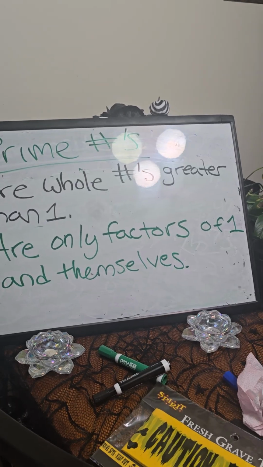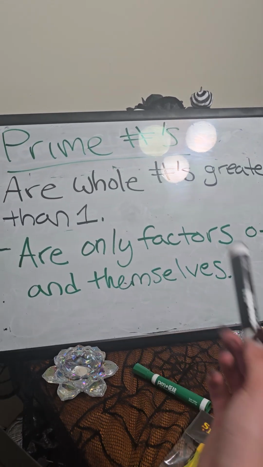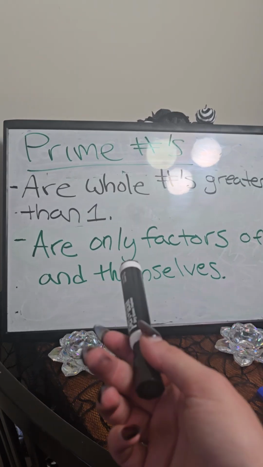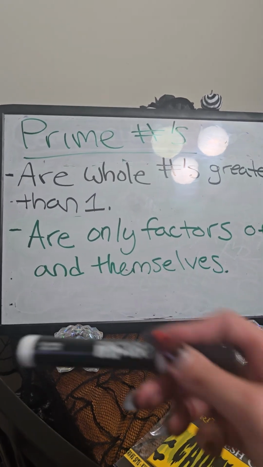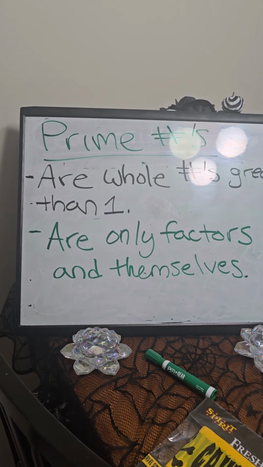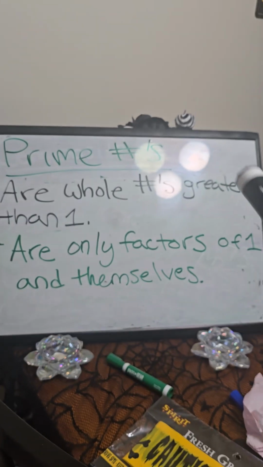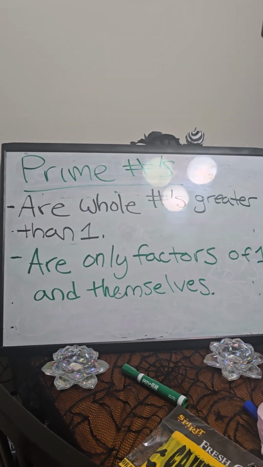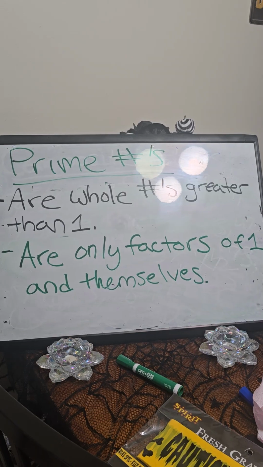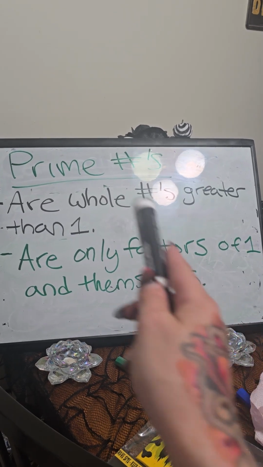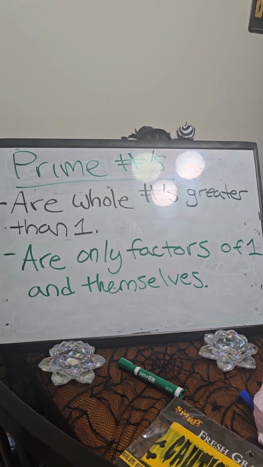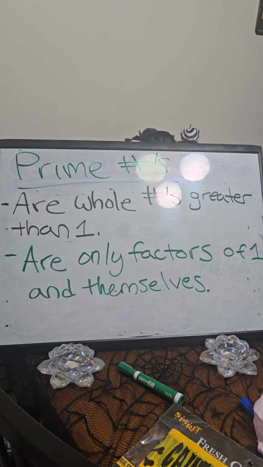Now, whole numbers just means that there's no decimal or fraction, so it's a whole number. Number 1 is not 1.5, 1.8, or 1/2 or 1/12, right? It's just 1. That makes it a whole, or sometimes you might hear natural number. So they're whole numbers greater than 1, meaning it has to be greater than 1. So what else are prime numbers?